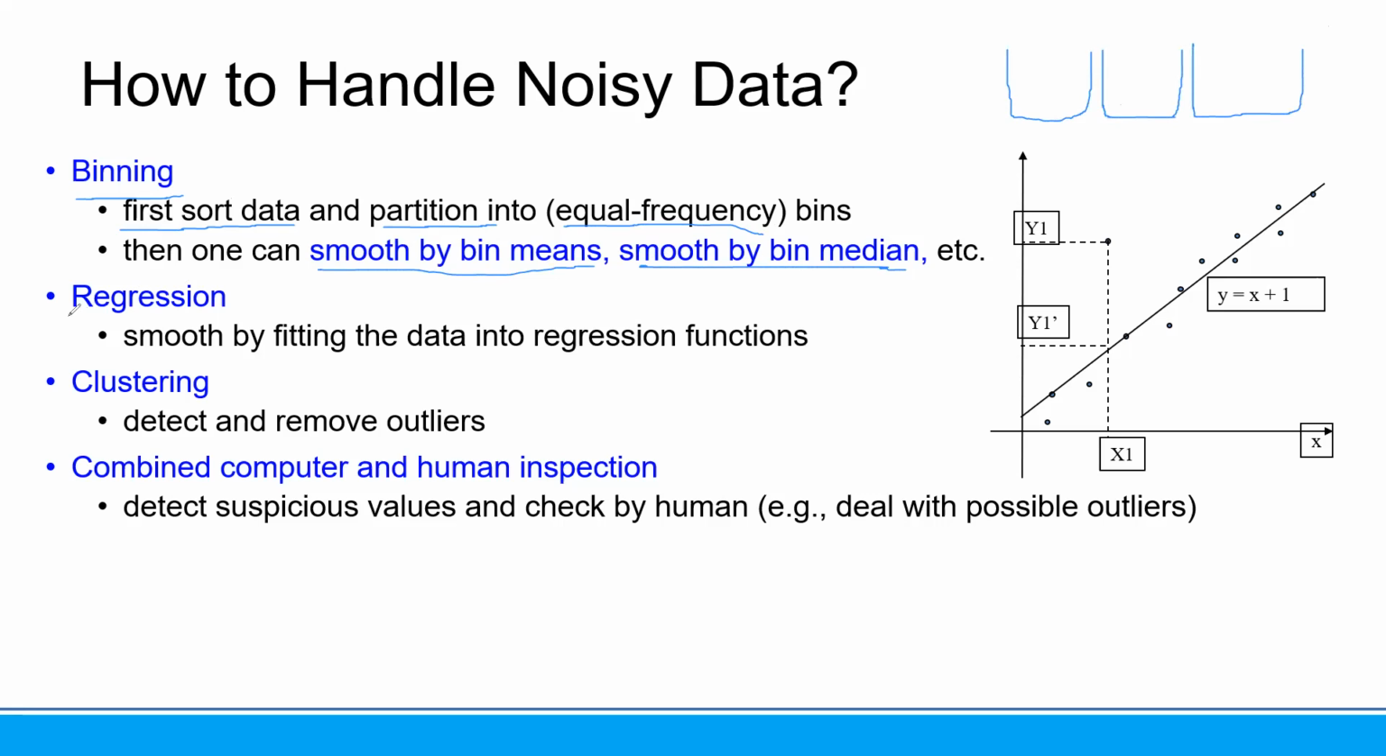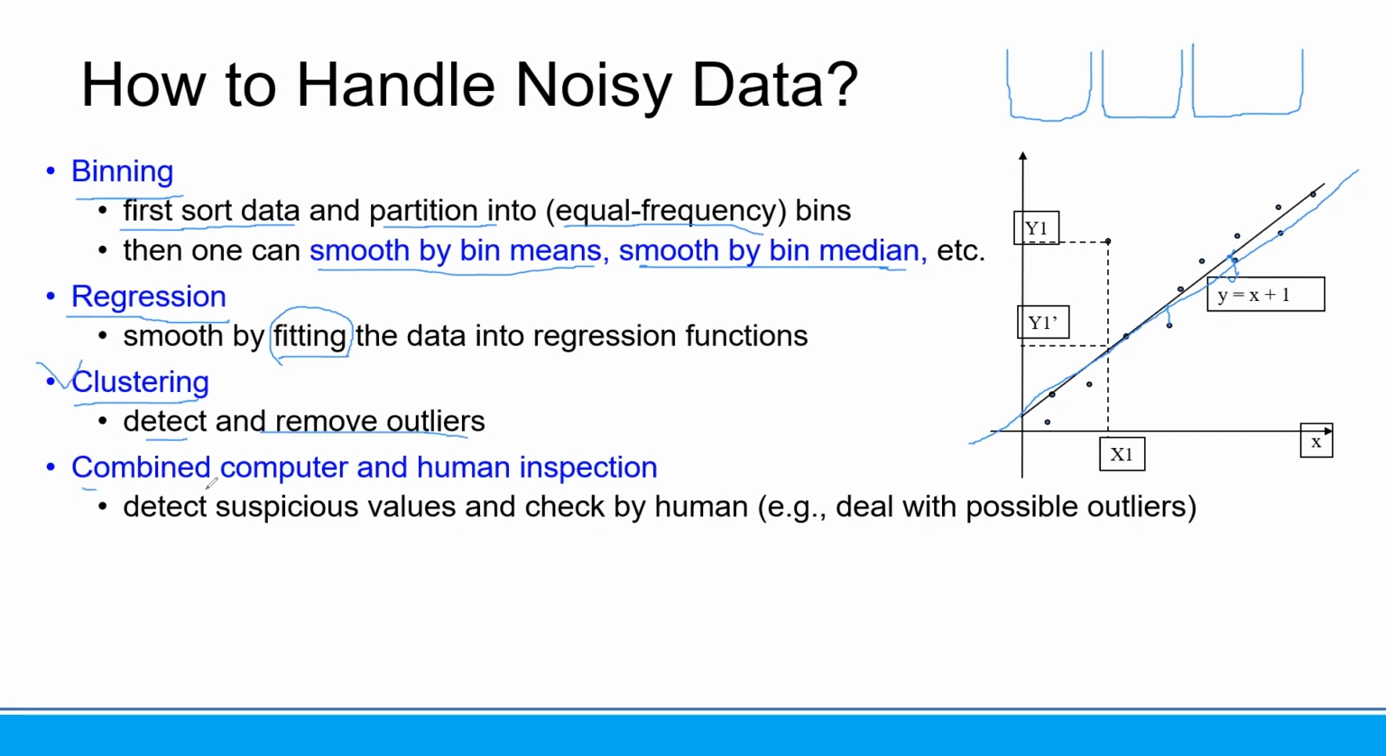The second one, we can do regression. If there is some noise, we can just make a regression and then do the fitting. The fitting means I want to use this line to make the adjustment or smoothing of the data. Clustering is another way. We will learn in our data mining course how we can detect and remove outliers with clustering.